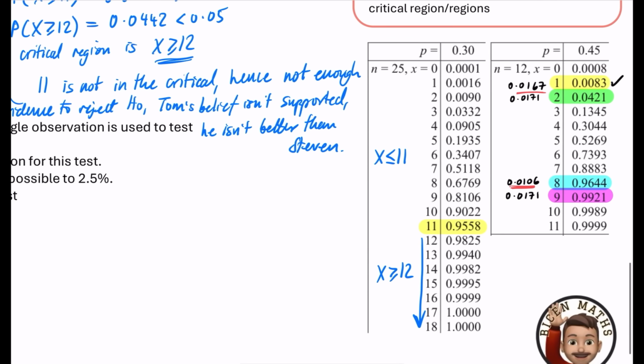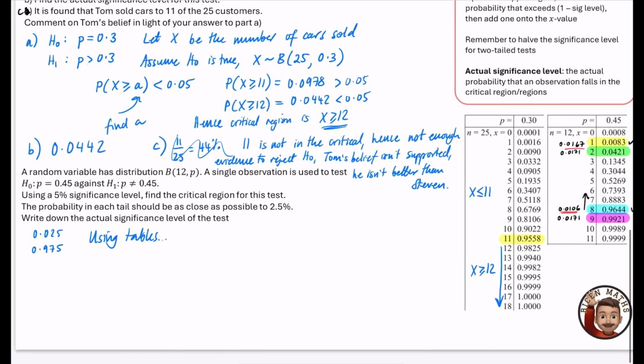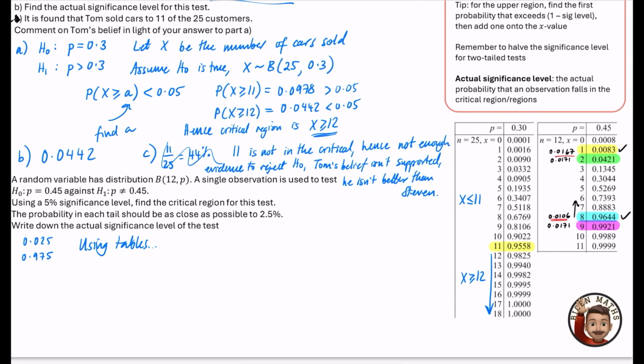Now we've got to be careful for this, because although it's this one, remember that represents 8 or less, so the critical region will be 9 or more. So using the tables, I will write this down, okay? I'm going to say the probability, I probably will do what I said I wasn't going to do. The probability that x is less than or equal to 1 is 0.0083. The probability that x is less than or equal to 2 is 0.0421. And I'm just going to say this one is closer to 0.025.